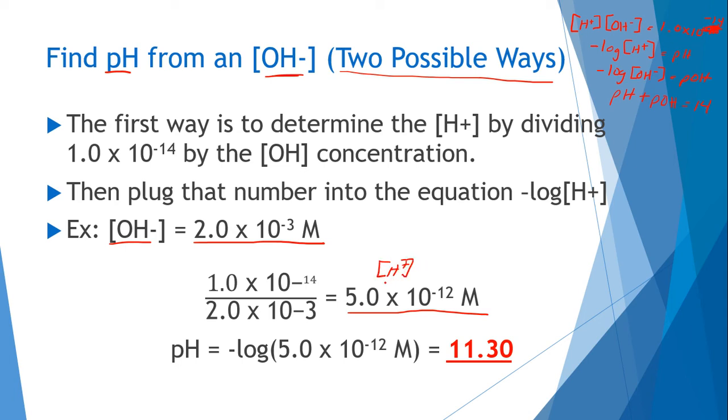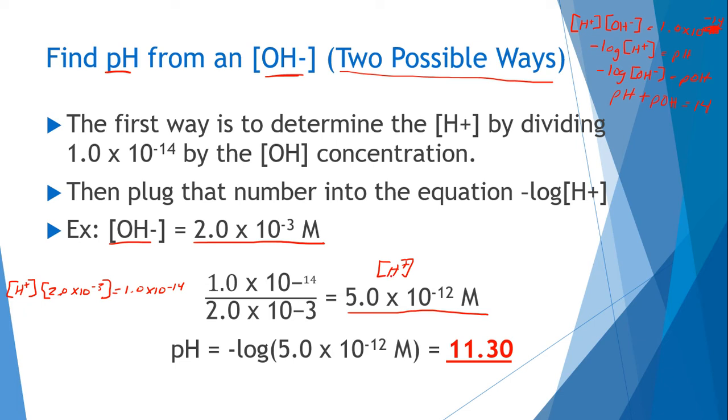I had a few people in class ask, where did you get that from? And where I got that from is H plus times 2.0 times 10 to the negative 3 equals 1.0 times 10 to the negative 14th. And then in order to get that hydrogen by itself, I divided both sides by my 2.0. So that's what I did here, and this is what I got for my H plus concentration.